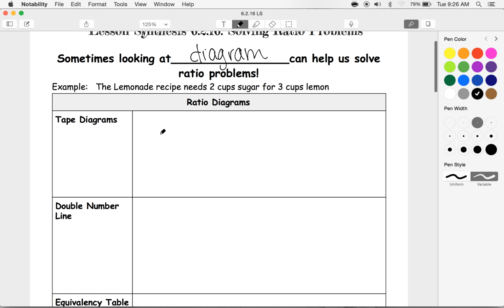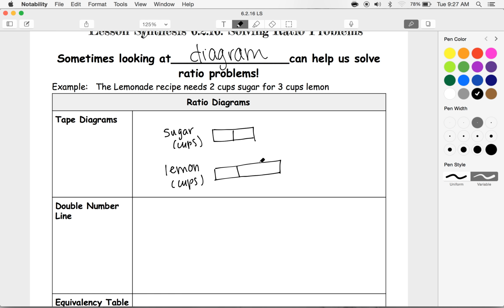So for this one, if I have 2 cups sugar, I'm going to say sugar in cups, and I'm going to have lemon in cups. And I can see that for the sugar, I need 2. And I can see that for the lemon, I'm going to need 3. Okay, that would be your tape diagram.